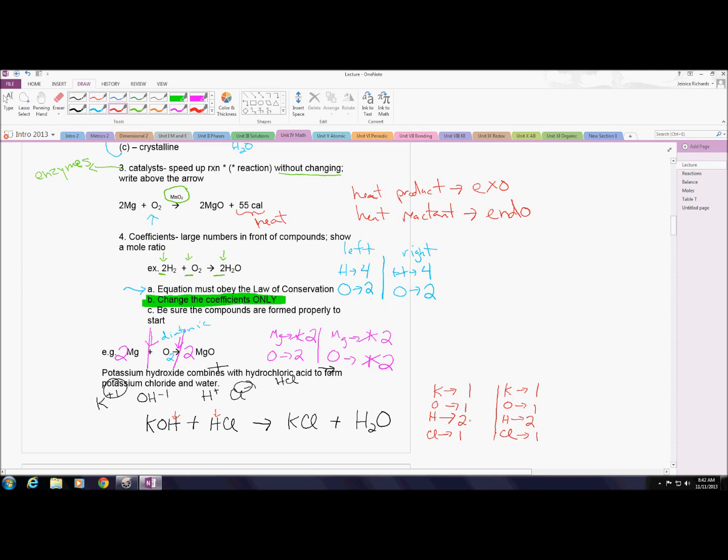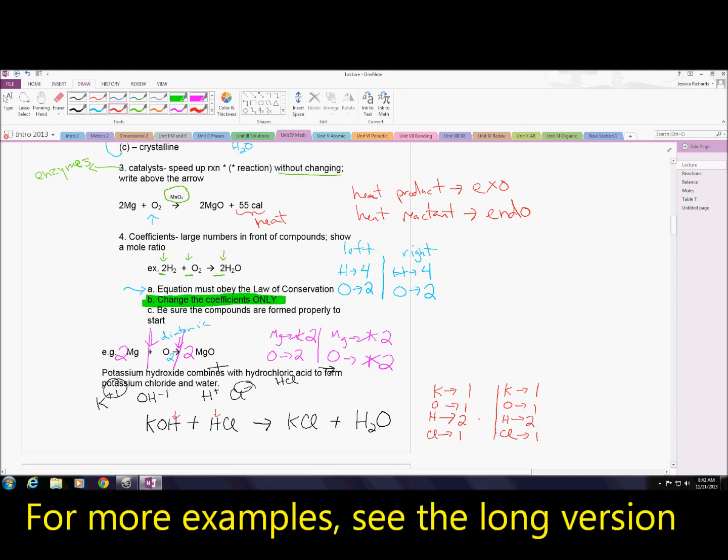When I look, these all match up. It obeys the law of conservation. This is your finished balanced equation, and you don't have to change any of the coefficients. They're just ones.